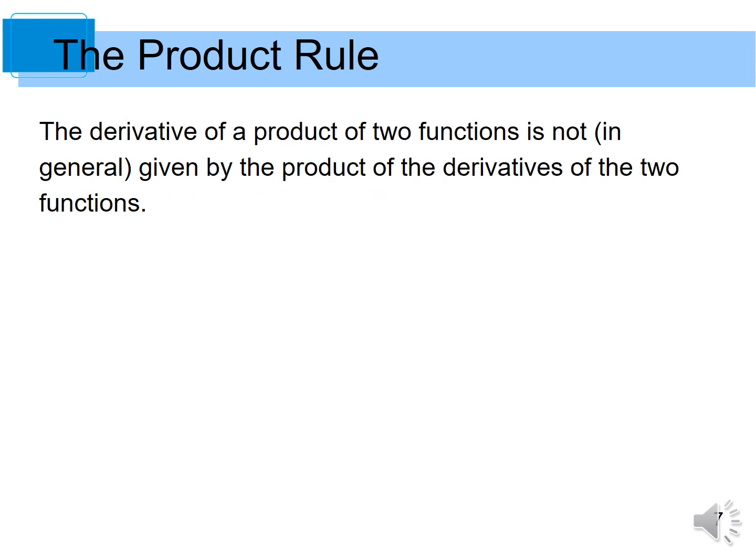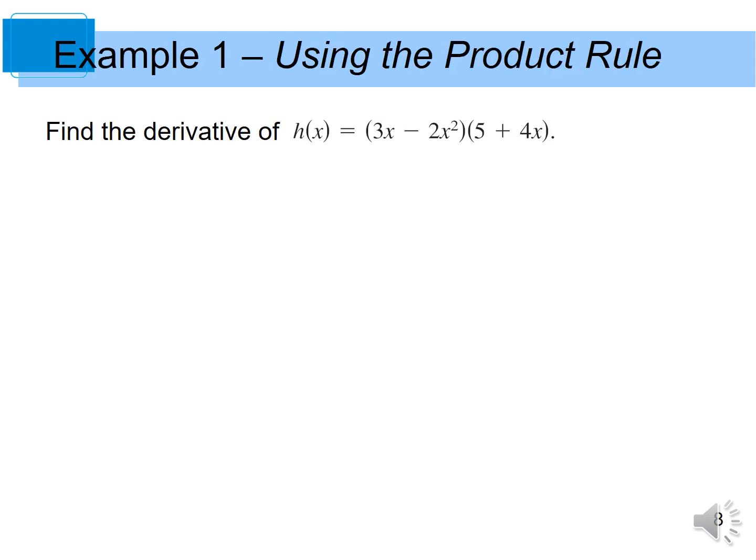The derivative of a product of two functions is not given by the product of the derivatives of the two functions. Look at the first example. Find the derivative of h(x) equals (3x minus 2x squared) times (5 plus 4x). For this case, we do not need to expand. We can use the product rule.